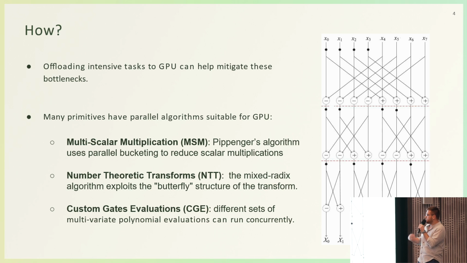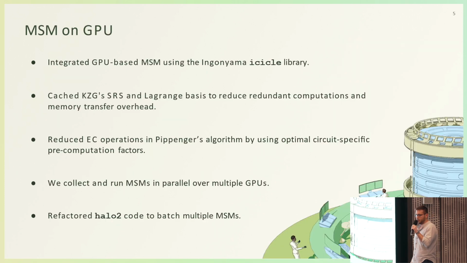And as regards custom gates evaluation, what we can exploit is the fact that we need to evaluate the same multivariate polynomial over multiple inputs, thousands of inputs. So we can just run this in parallel. We will see for each one of these what we did and how we implemented them on GPU. So we start from MSM.